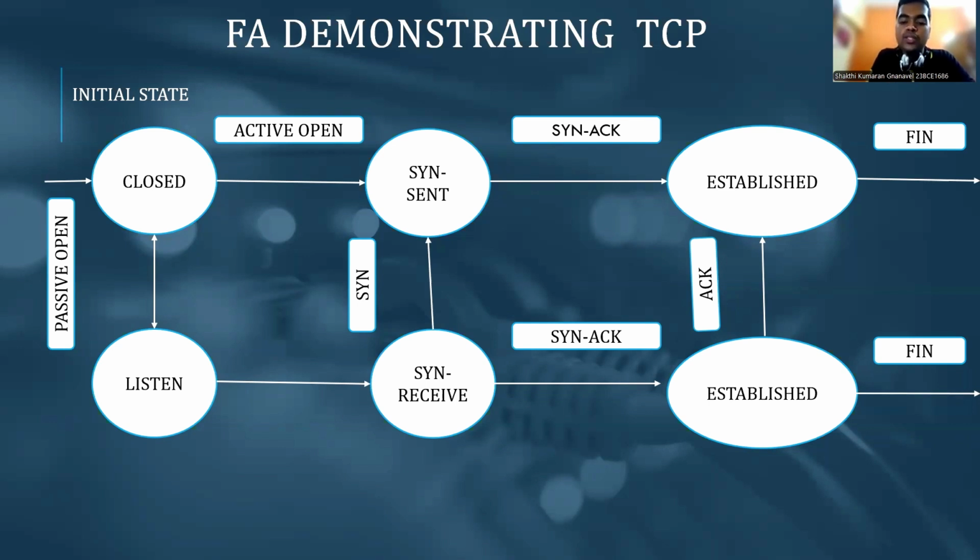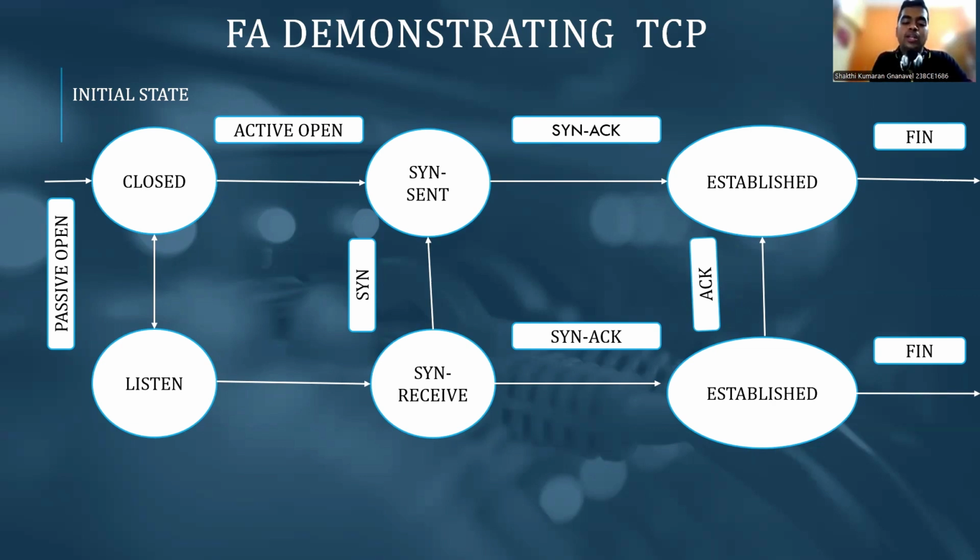The client initiates a connection by sending a SYN packet and transitions to SYN sent. Listen, the server receives the SYN, responds with the SYN ACK, and transitions to SYN received. In SYN sent, the client receives the SYN ACK, sends an ACK, and both client and server enter the established state. In established state, data transfer takes place.